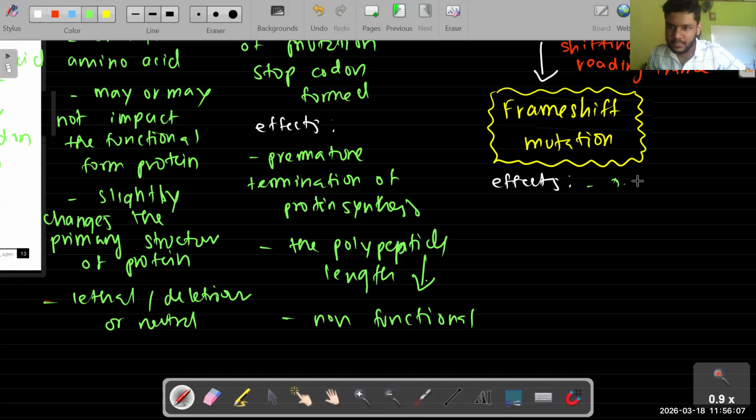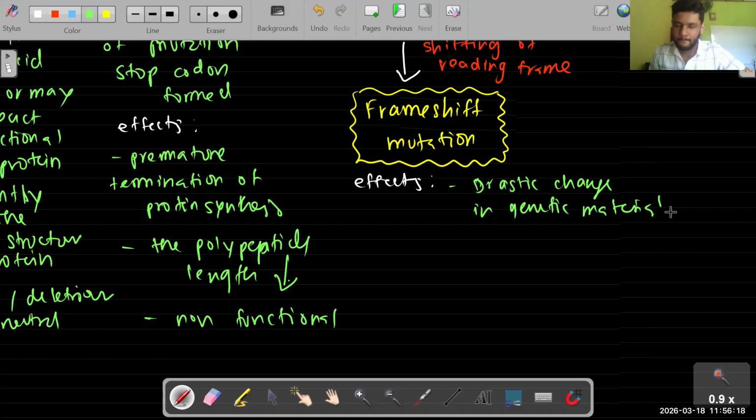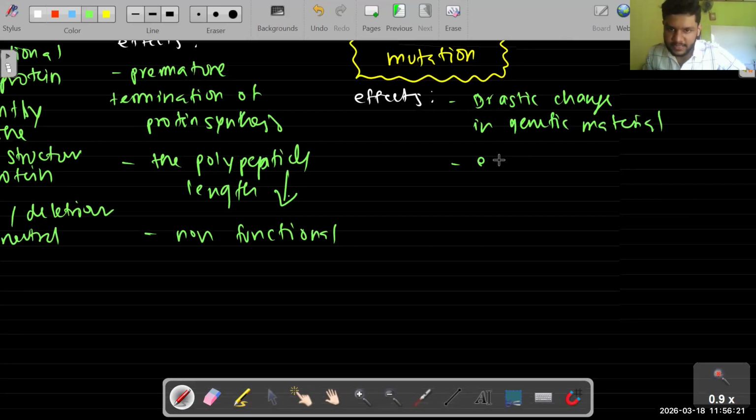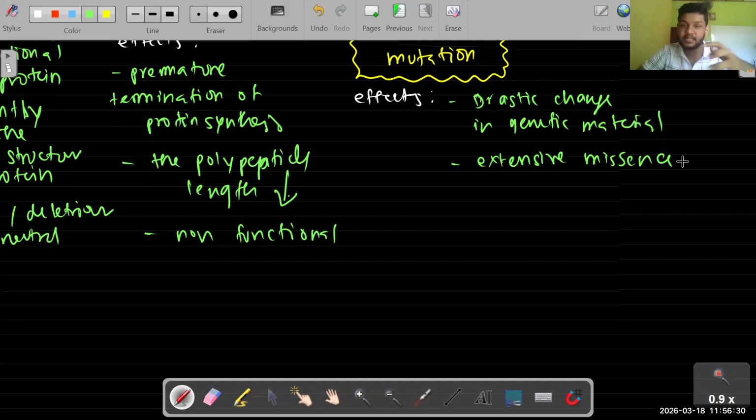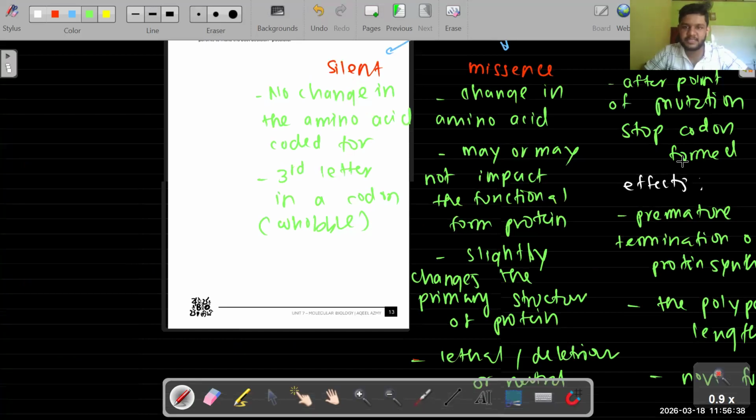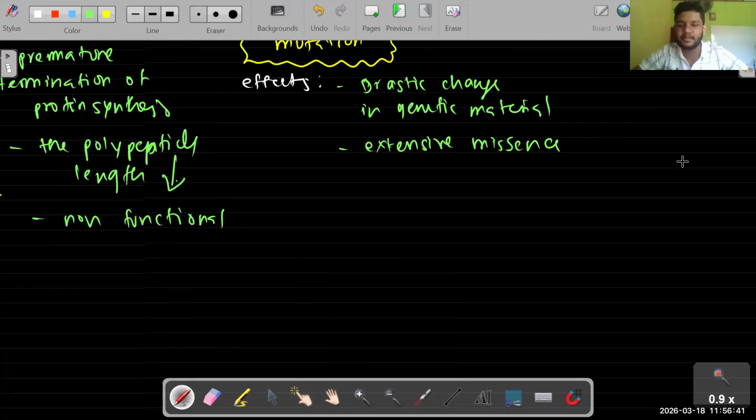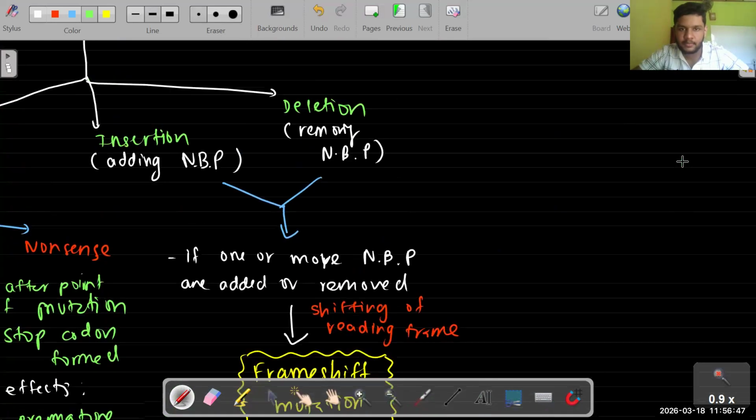Effects: drastic change in genetic material, right? They can cause extensive missense. Extensive missense means what? Changing the amino acid sequence. Missense means changing the amino acid sequence. Extensive is an adjective, right? Now just think, here instead of choosing just missense, they are using extensive missense. Just remember it like that. Extensive is a type of adjective, right? These two are the effects, right?